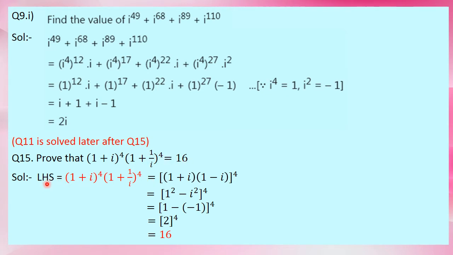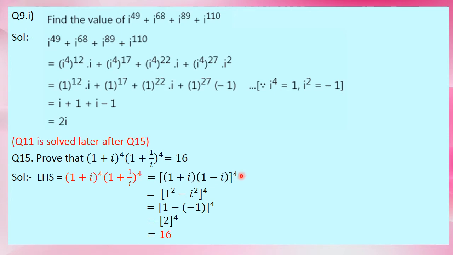That is (1 plus i) whole raised to 4 into (1 plus 1 upon i) whole raised to 4 is equal to. Both are having the same exponent, so we can write both the brackets under the same exponent, that is (1 plus i) into (1 minus i) whole raised to 4.